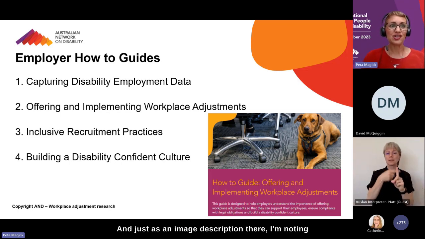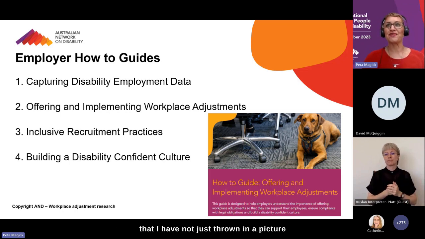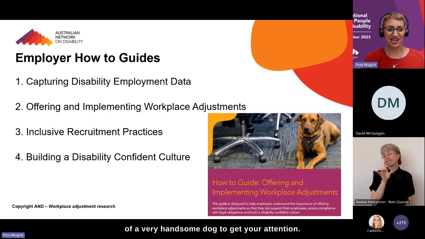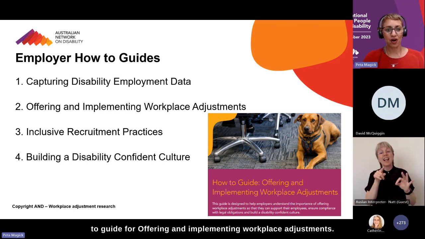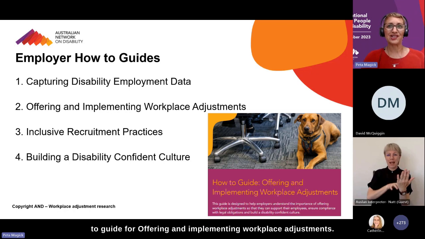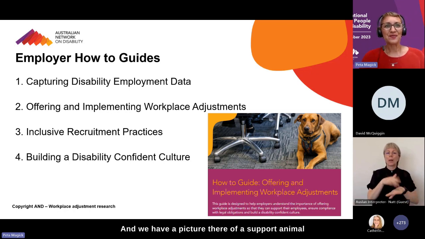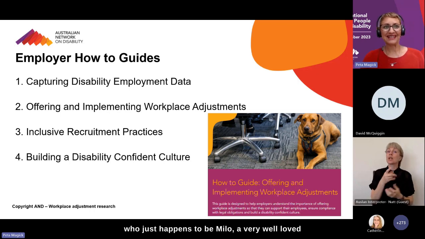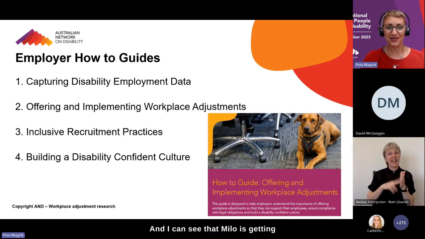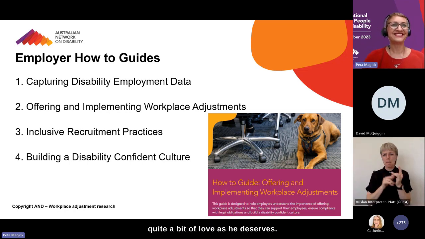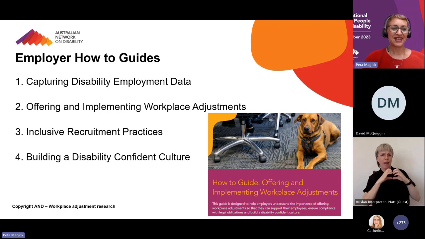And just as an image description there, I'm noting that I have not just thrown in a picture of a very handsome dog to get your attention. This is the cover page of our how-to guide for offering and implementing workplace adjustments. And we have a picture there of a support animal who just happens to be Milo, a very well-loved member of the Australian Network on Disability team. And I can see that Milo is getting quite a bit of love, as he deserves.